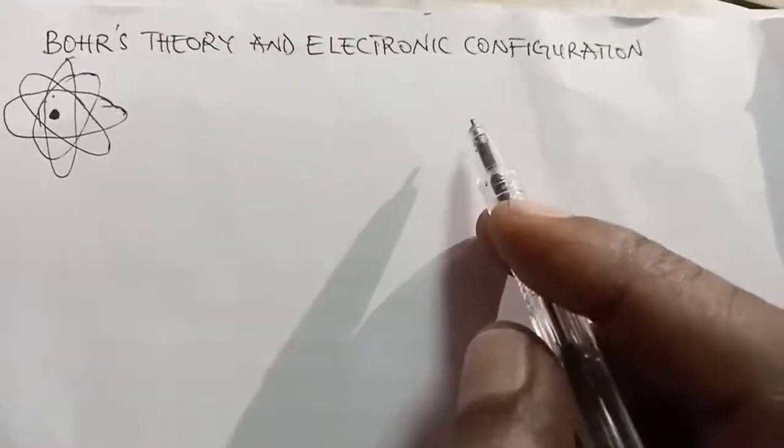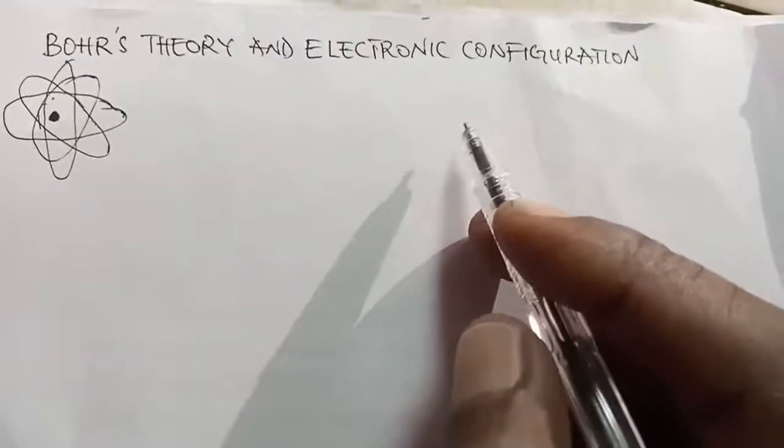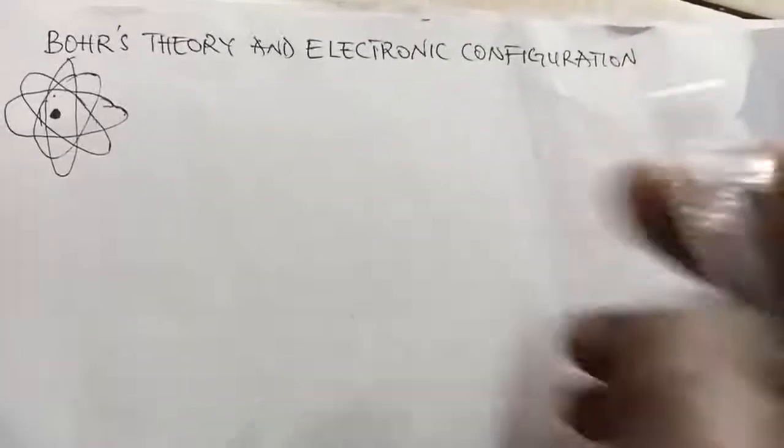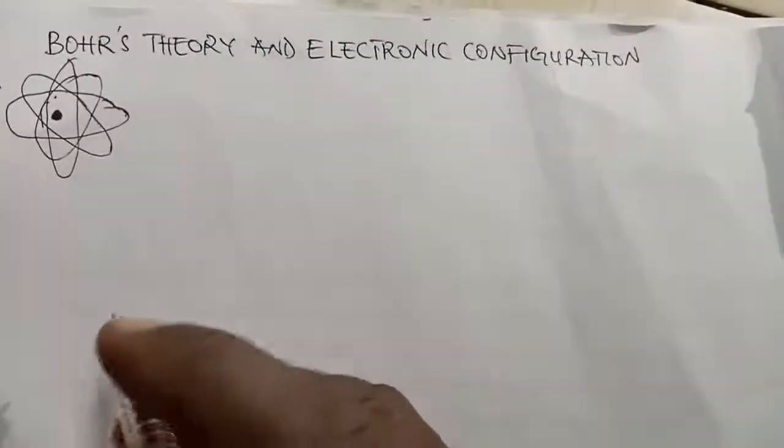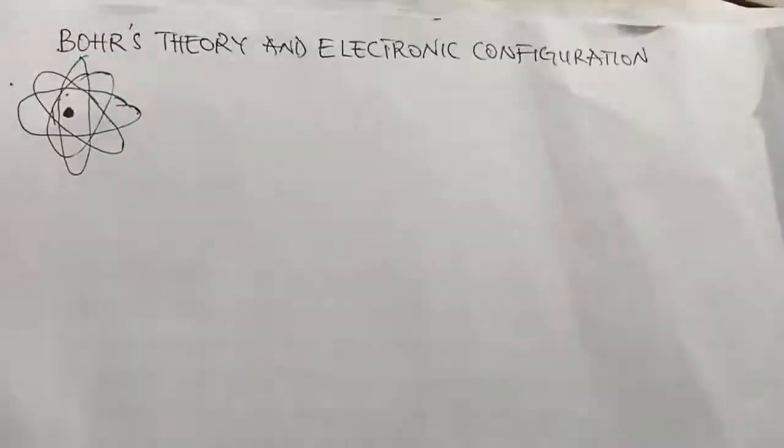So let's now go into electronic configuration proper. Electronic configuration actually is the arrangement of electrons in orbitals or energy levels. So we have principles that govern the distribution of electrons.